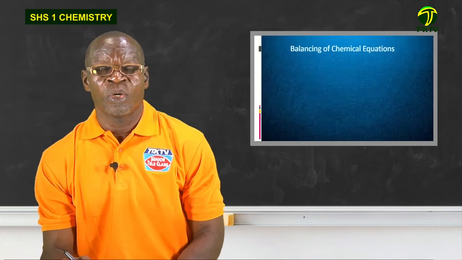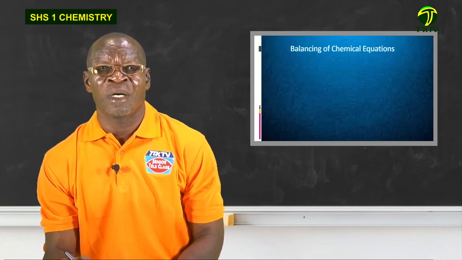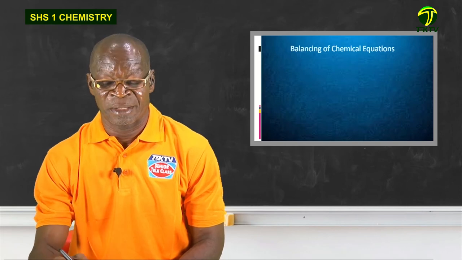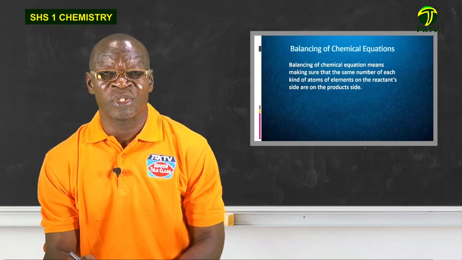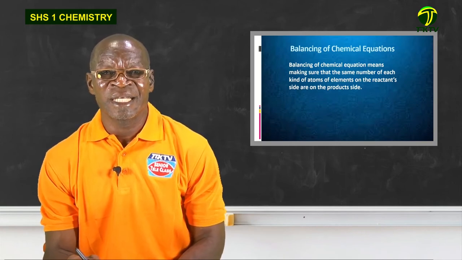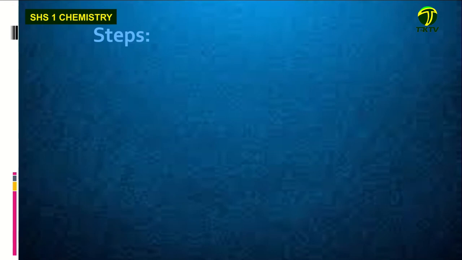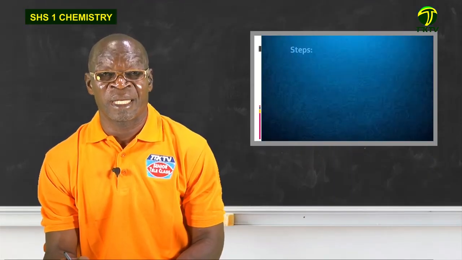So we have seen homogeneous and heterogeneous equations. Now, how do we balance chemical equations? What do we mean when we say a chemical equation is balanced? Whenever we talk about balancing a chemical equation, we have to make sure that the same number of each kind of atom of the elements on the reactant side are on the product side. Let me repeat it. Balancing a chemical equation means making sure that the same number of each kind of atom of the elements on the reactant side are on the product side. So when we are given an equation and we see that the number of each kind of atom is not the same, the equation is not a balanced equation.